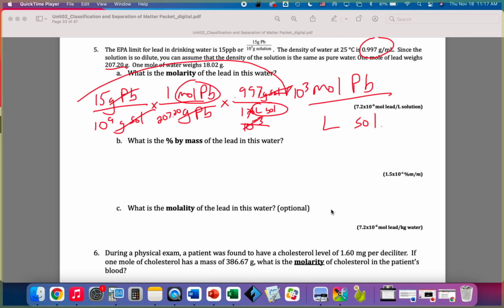1,000 divided by 200 would be about 5. 5 times 15 would be, what, 75? 5 times 15, 25, carry the 2. Yeah, 75. So it's 75 divided by 10 to the 9th.